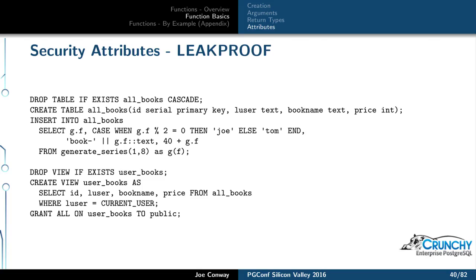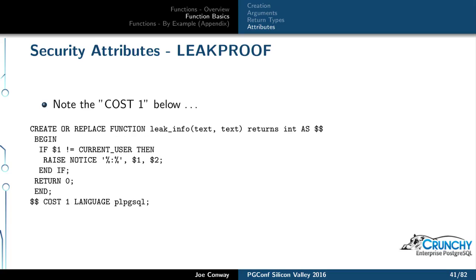Basically, Joe and Tom are going to have books. And then I'm going to create this view that says, select from that table where the owner column is whoever's currently logged in. So the idea is Joe logs in, he can only see Joe's books. Tom logs in, he can only see Tom's books. I create this function, but I don't mark it leakproof. And it's going to say that if the argument is not the current user, it's going to raise a notice, right? And you notice that I marked it with a very low cost.